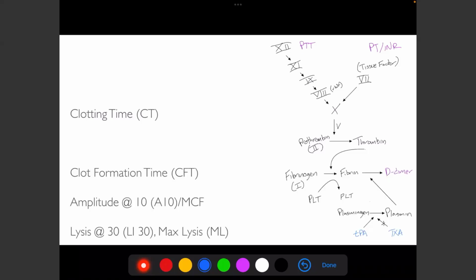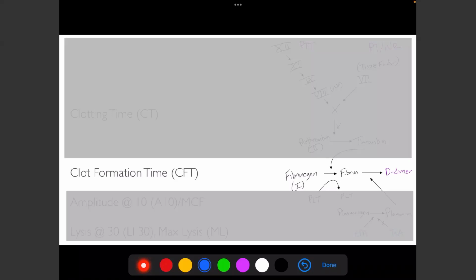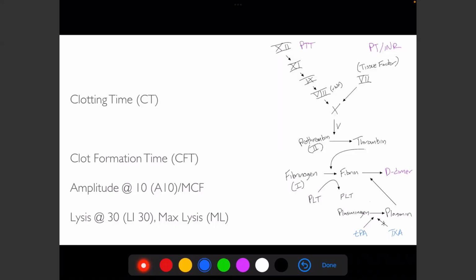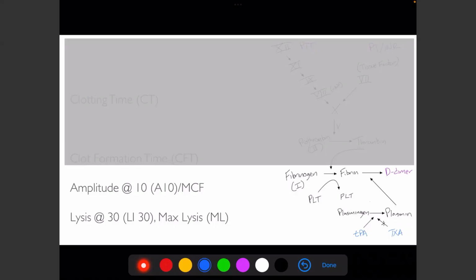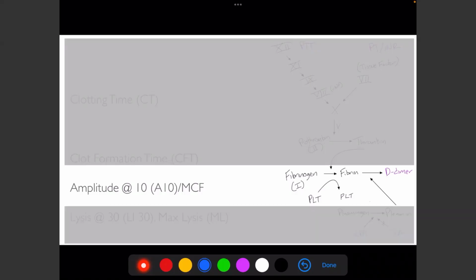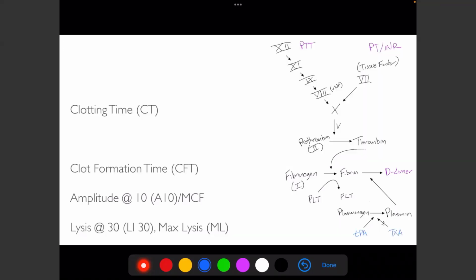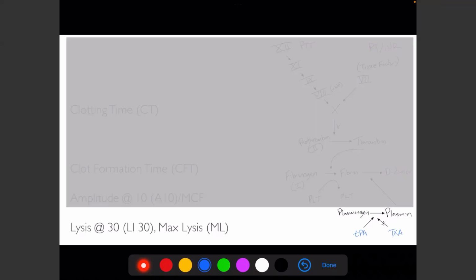And then your next one is clot formation time, which is here, the fibrinogen to fibrin polymers, making it thicker, bigger. And then the next part is your amplitude 10, which is how thick your clot is at 10 minutes. And that's the part where the platelets are starting to aggregate on themselves. And then finally, you have your lysis at 30 minutes, which is really just representative of the breakdown part of it. And I know the drawings are terrible, but I think this is a great way to think about it. Everybody with me? I know it's a little unusual take on it, but I think it's a good way to understand it when you're starting.